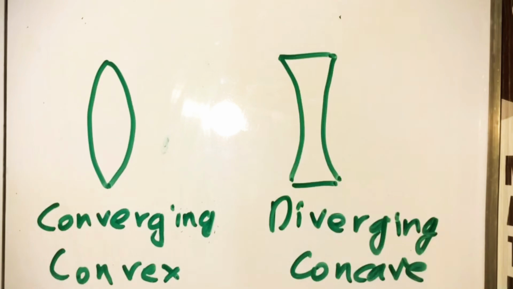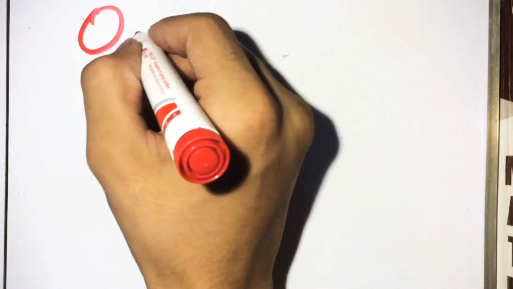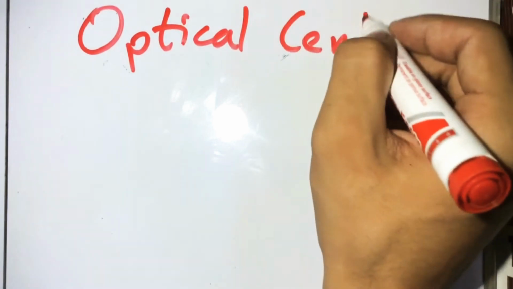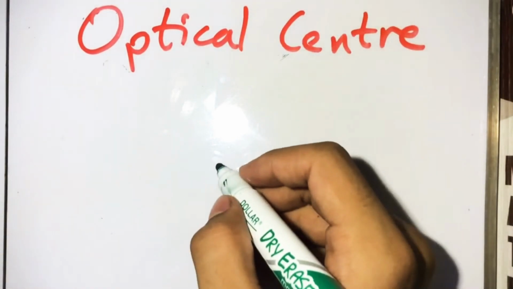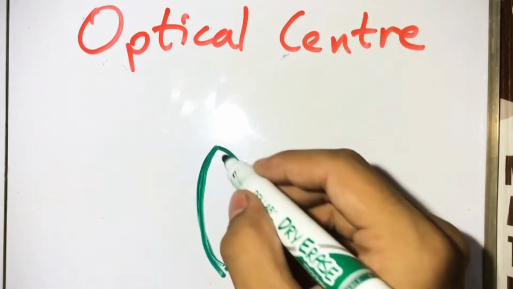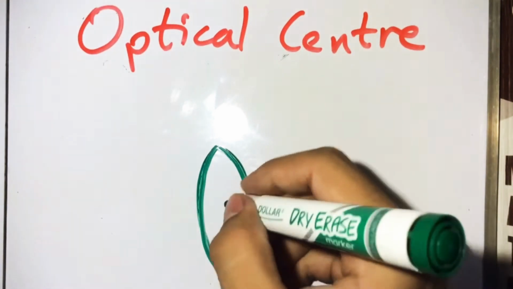Now some technical terms about lenses. First is the optical center. Now we'll take a converging lens for this. So the optical center is the center of the lens.